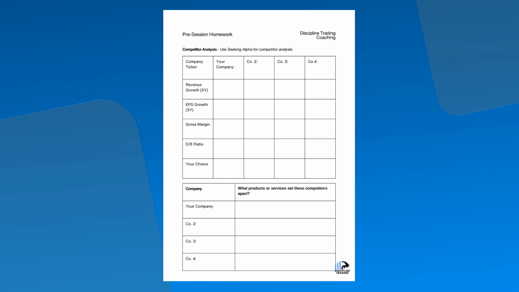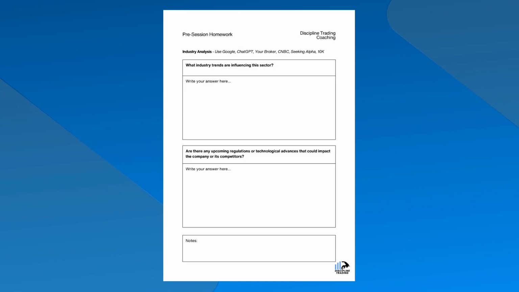In the second section on this first sheet, what products or services set these competitors apart? Now, for this you may have to do a Google search. You may have to go to their investor relations page and look at their last quarterly presentation or annual presentation to see what products or services really set each competitor apart, including the company of your choice.